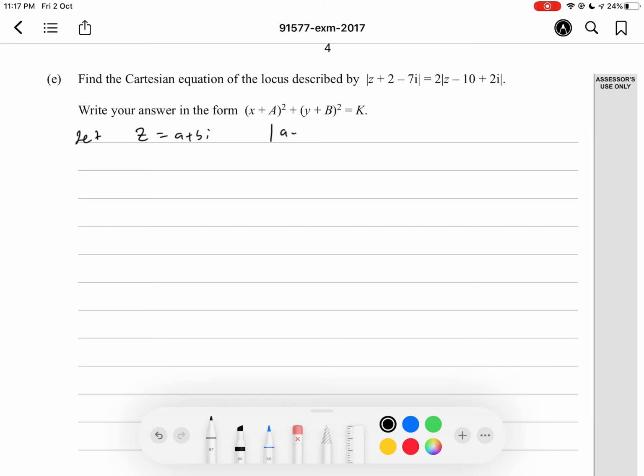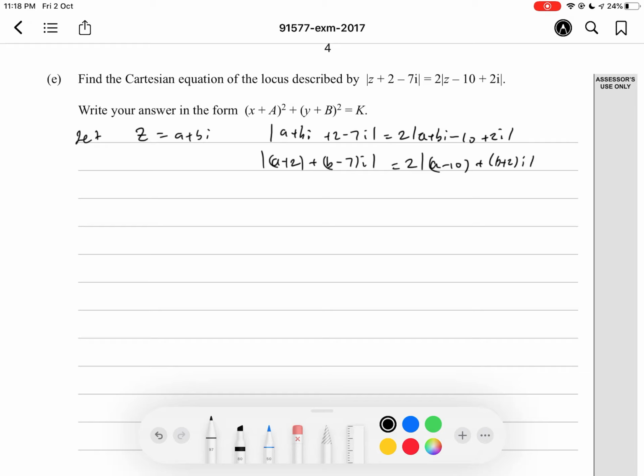So now we're going to have the modulus of a plus bi plus 2 minus 7i equals 2 times the modulus of a plus bi minus 10 plus 2i. Imaginary terms will go with imaginary terms and real terms will go with real terms. So we group our real terms, that's a plus 2, and our imaginary terms, bi and negative 7i, so plus b minus 7 times i, that equals 2 times. We do the same thing on the right hand side: a minus 10 plus b plus 2 times i.